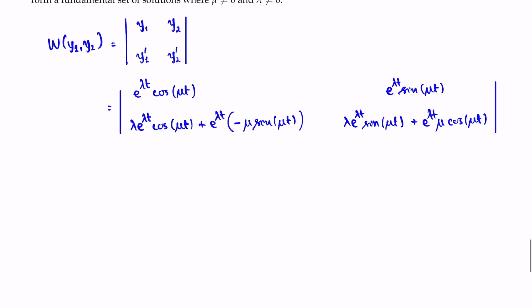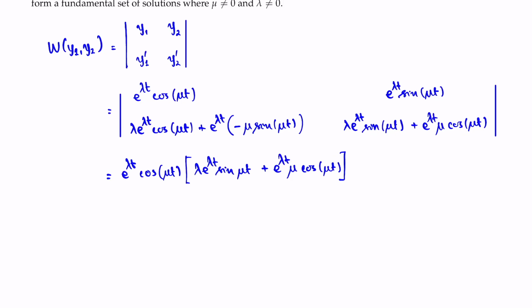And then you can use the formula for the 2 by 2 determinant to calculate the Wronskian at this point. So what you can do is take the product of the main diagonal and subtract the product of the off diagonal. So you have e to the lambda t times cosine of mu t times e to the lambda t times psi of mu t plus e to the lambda t times mu times cosine of mu t. So this is just the product between this term and this term.